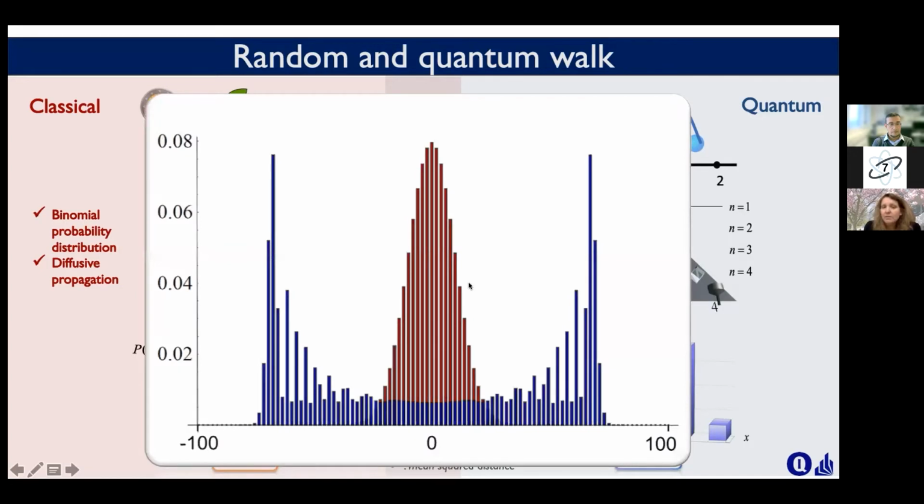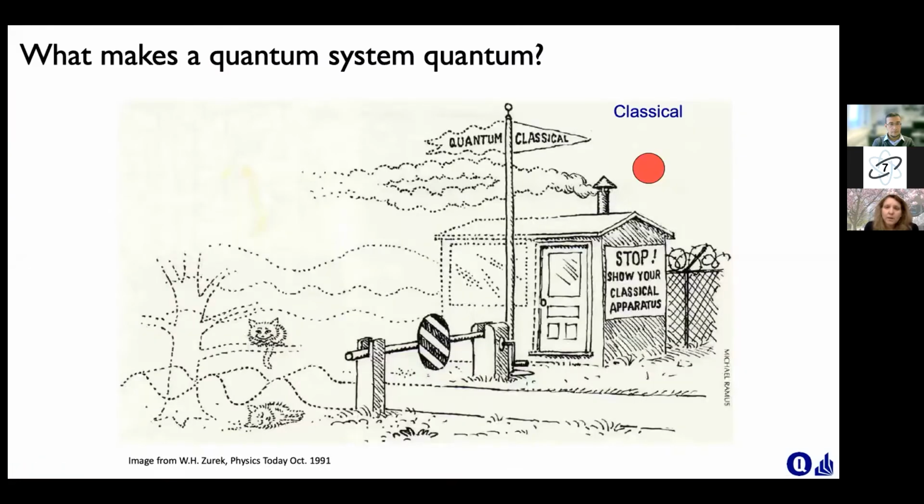Here you see that you want to let the system operate over many, many steps. And if you do it over 100, you see a clear distinction between the classical binomial distribution of the particles and the quantum distribution, which has these interference properties. And this is exactly the question I raise here.